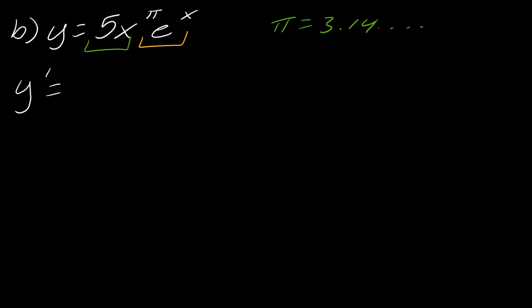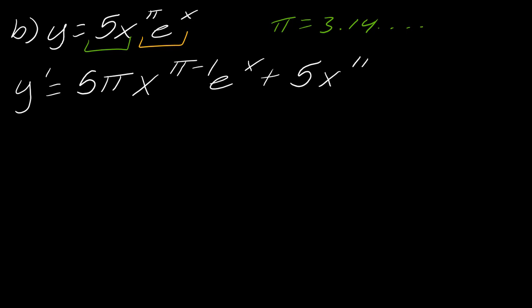So you still bring the exponent down. So I've got this constant 5 times pi now, x to the pi minus 1, that's it. And remember, you multiply that by e to the x. Okay, and now we're still using the product rule, so this will be 5x to the pi. The derivative of e to the x is just e to the x, so there you go, there's your derivative.